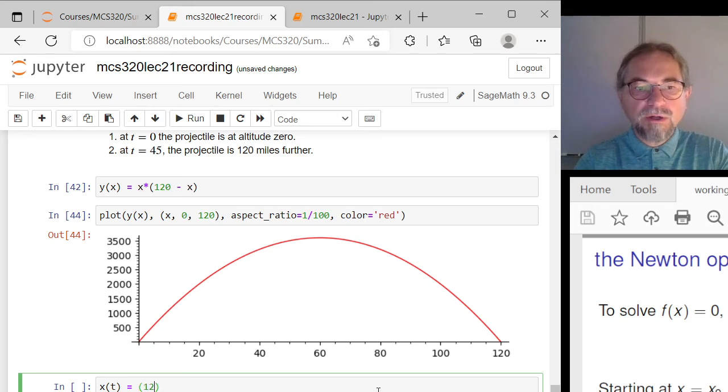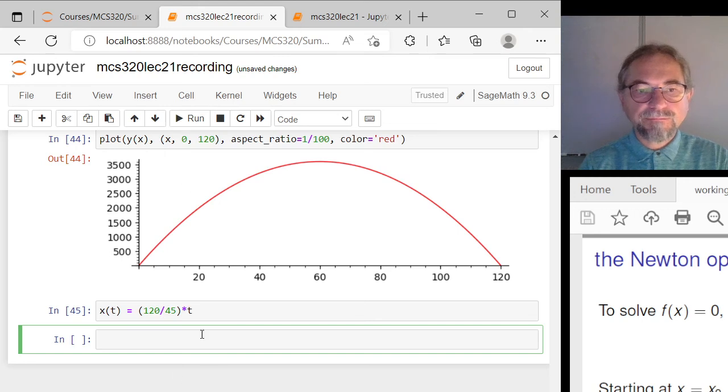So at 120, for x we must have a 0, and the 0 happens for time equals 45. So at time equal 45, the x will be 120. So that's our second function.